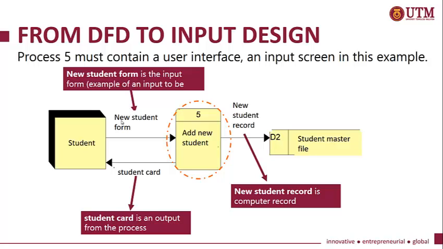Here you can see the data flow: the new student form is considered the input form, and the new student record is the information that we record to the database once the student fills up the form. And if we want to print out the student matric card, for example, you can retrieve it through this process.